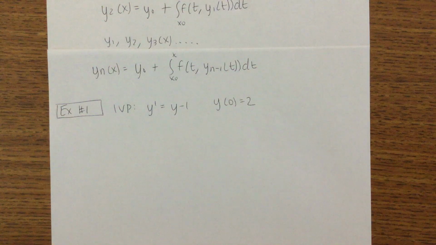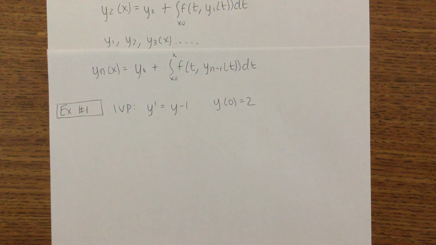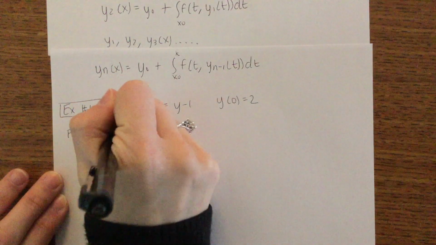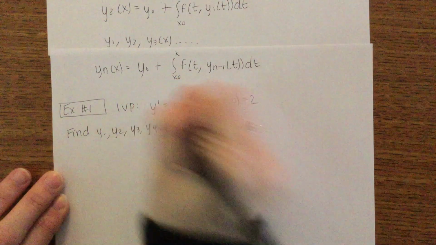Now, could we solve this? Do we know how to solve this? Yes, we definitely do. Rachel, what's one way that we could solve this? We can, I guess, separate variables. Yeah, it's separable. Now, we're going to demonstrate Picard's method just to show you how it works. You are finding y1 all the way up to y4.